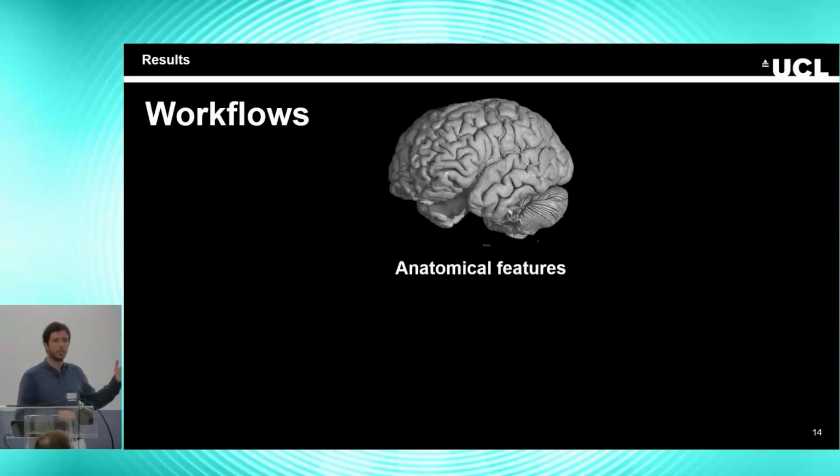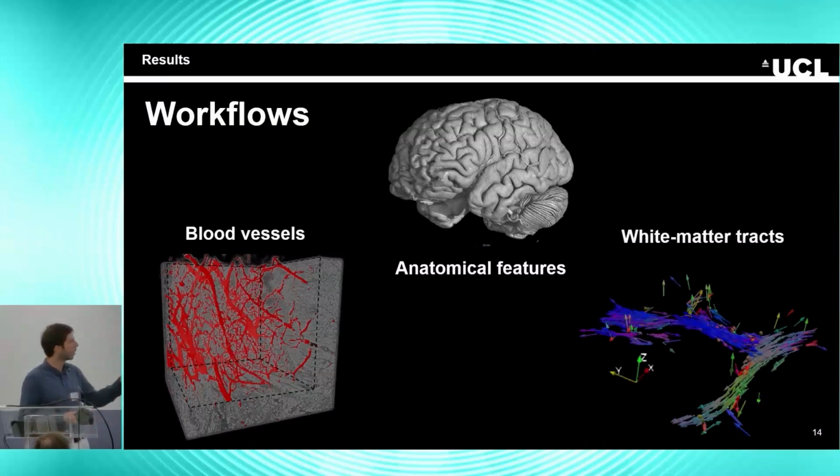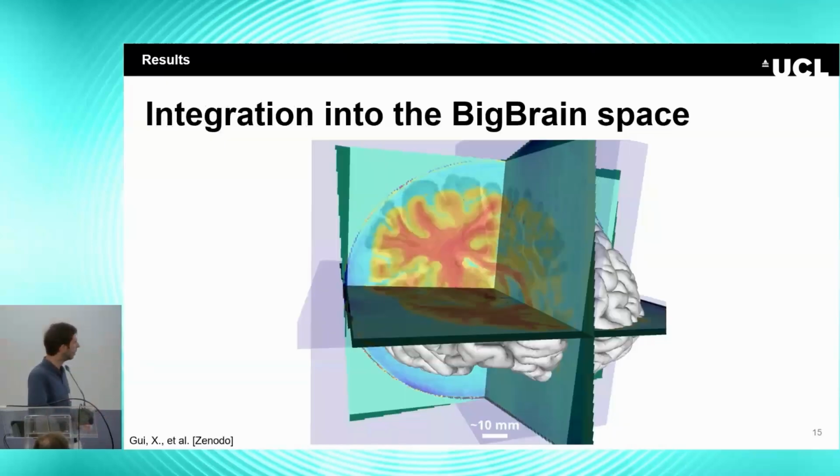Then I will detail some workflows. First we can study the anatomical features. We can also study the blood vessels because the data is label-free. And we can study the white matter tracts because the dehydration increases the contrast within the white matter. First, we worked with Timo's team to integrate the dataset into the BigBrain space.